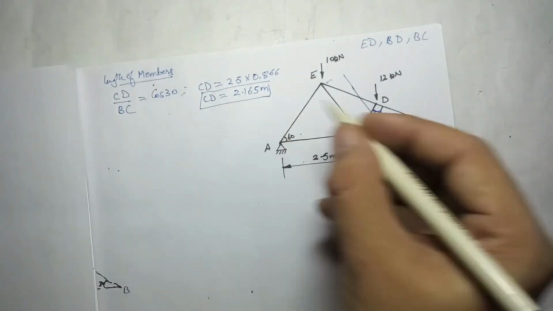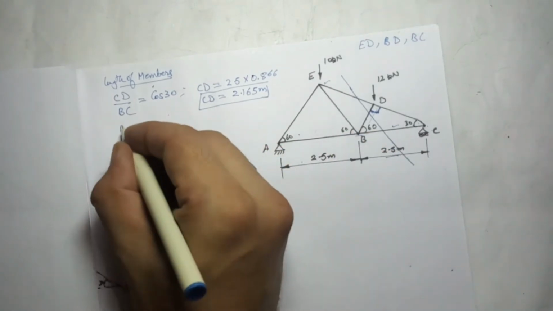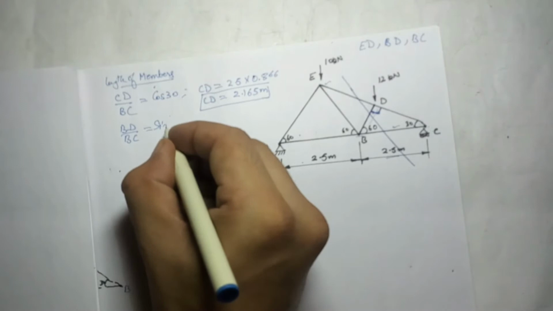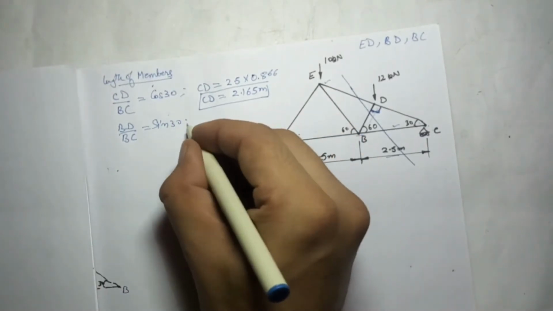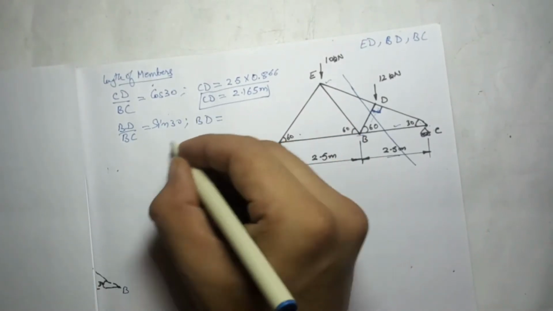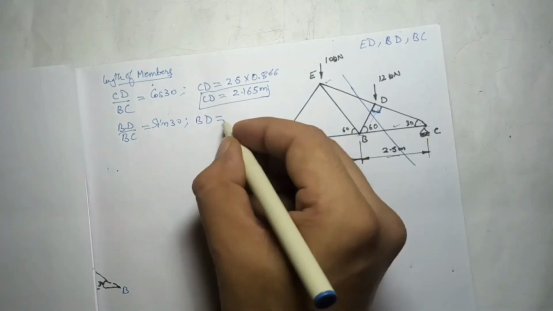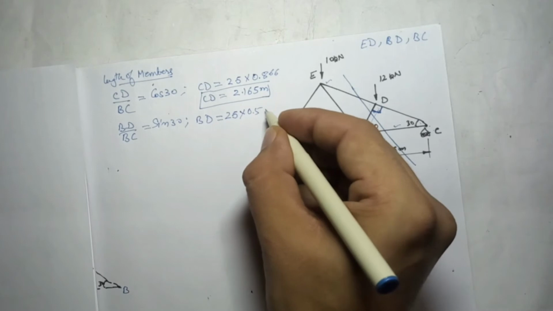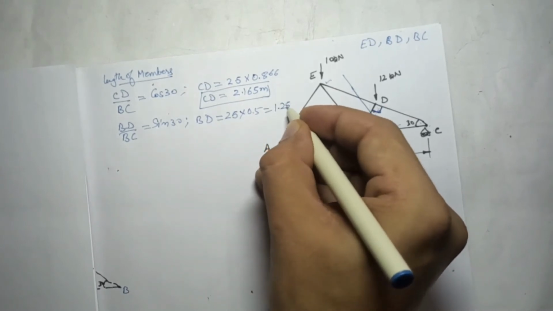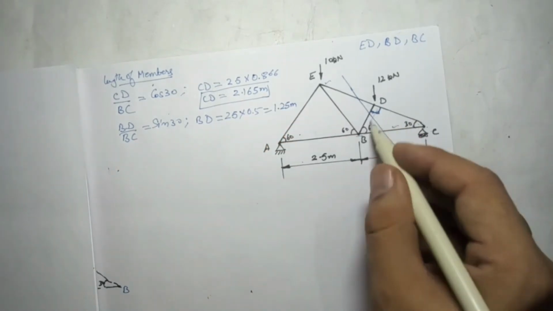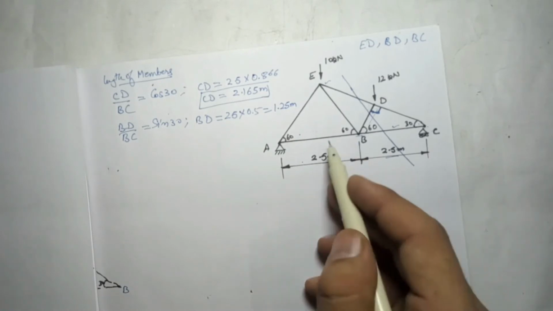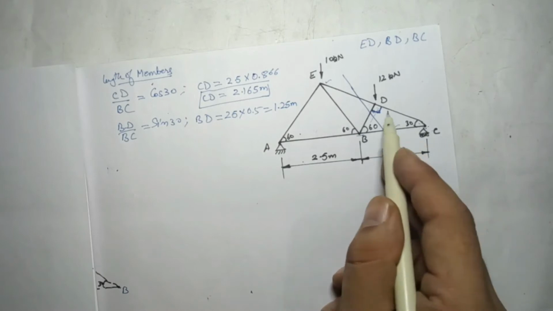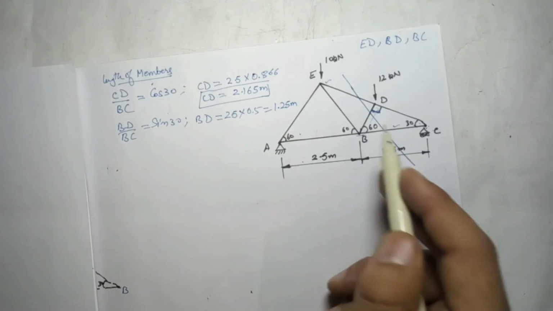After that we will find out the value of BD also. I can say BD upon BC is equal to sin 30, right? So from here I can calculate BD. BD is equal to BC, BC is 2.5, so 2.5 into sin 30, that is 0.5, and I'm getting the value 1.25 meters. So I got the length of this and this. Later on whatever length is required I will find out, but right now I need only these two. This value we know, this value we calculated, and this we also calculated.